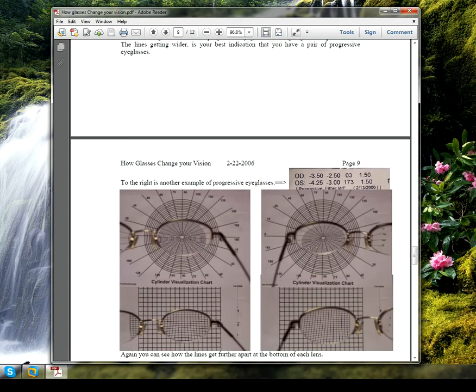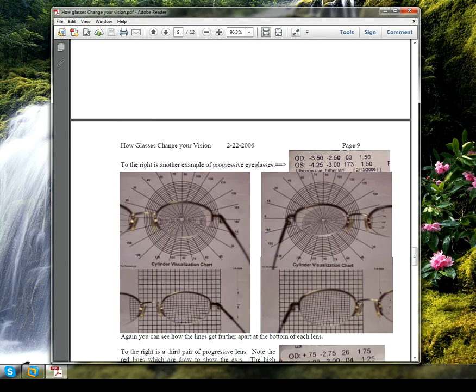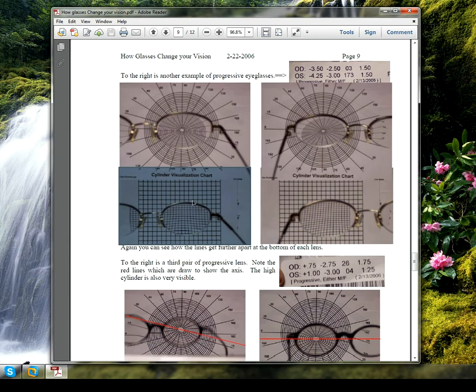Here's another example of progressive glasses. Again, you can see the oval due to the cylinder here on the left eye, -3. You see the oval. And here is the lines chart, and you can see how the lines get very narrow here when you're looking to the top, which is the most powerful part, and then become wide apart at the bottom.